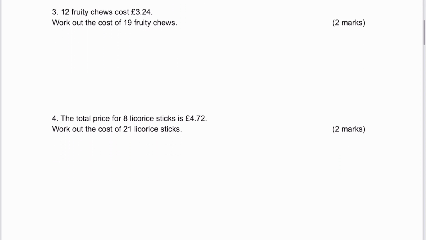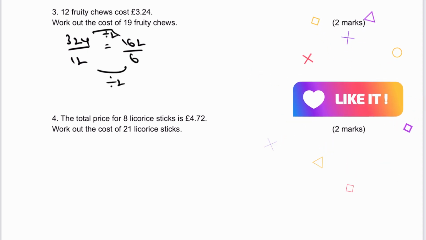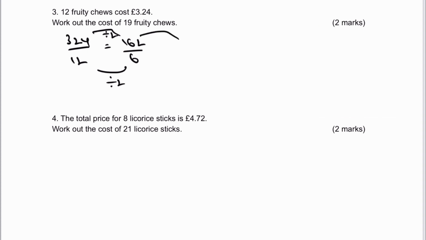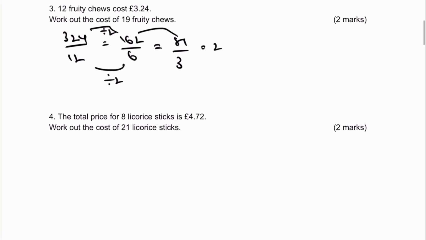I'm going to use the same principle again. 12 fruity chews cost £3.24. Now, in other words, what I've spotted actually is that 324 divided by 12 can actually be reduced just to make my fractions a little bit easier to deal with. So that's going to give me 162 over 6 if I divide top and bottom by 2. Okay, and if I do that again, what I'm going to get is 81 over 3. And actually 3 will go into 81 27 times.